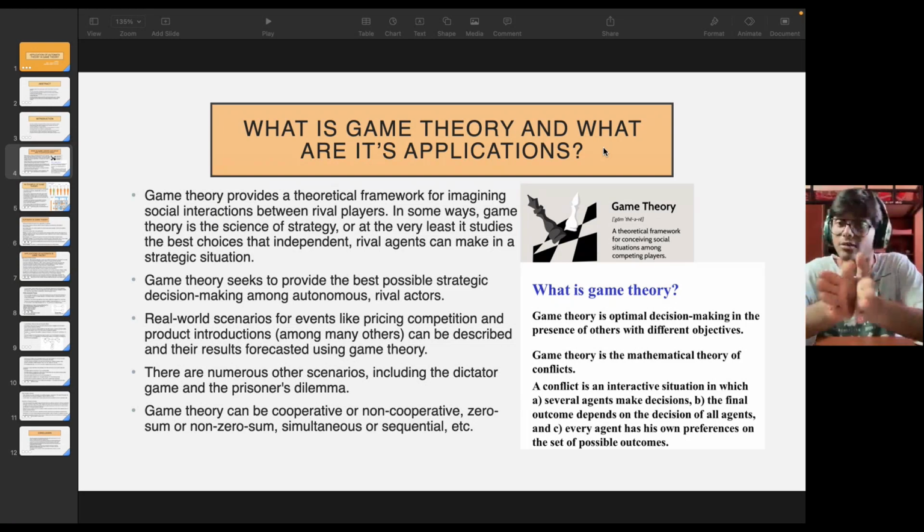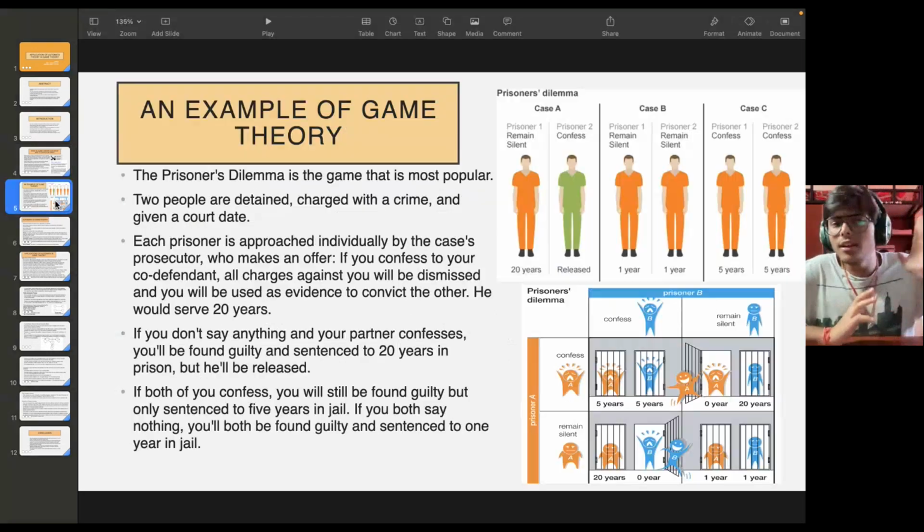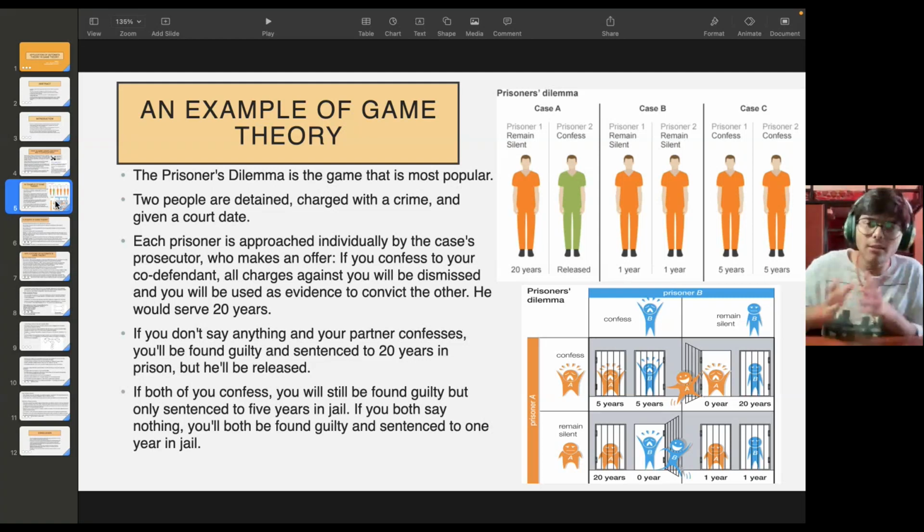Let's take an example. It's going to be a very good example. So what does this example say? Let me just note it down. The prisoner's dilemma game is the most popular game. You all know about the game, I hope so. There are two people that are detained, prisoner one and prisoner two, right? Both of them are charged with the crime and given a court date.